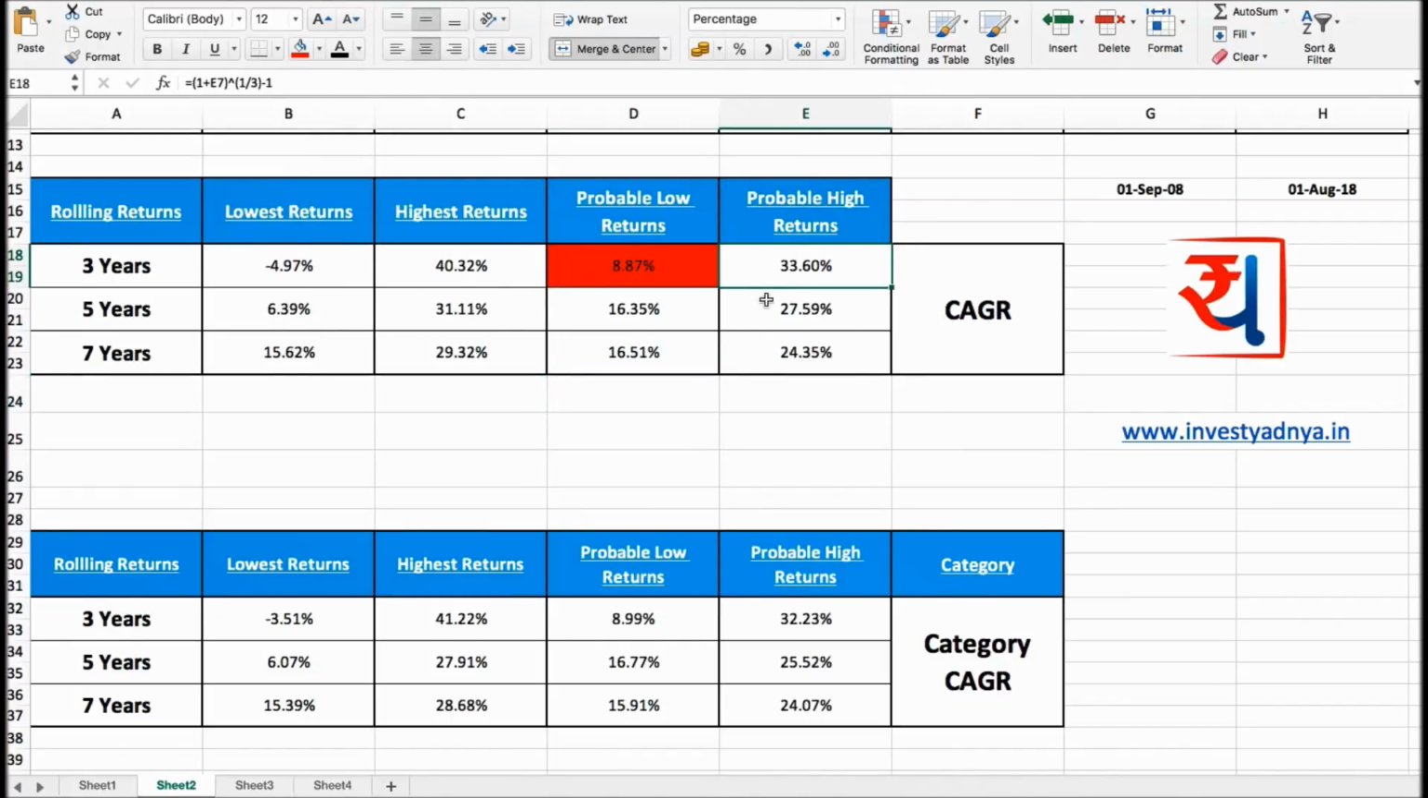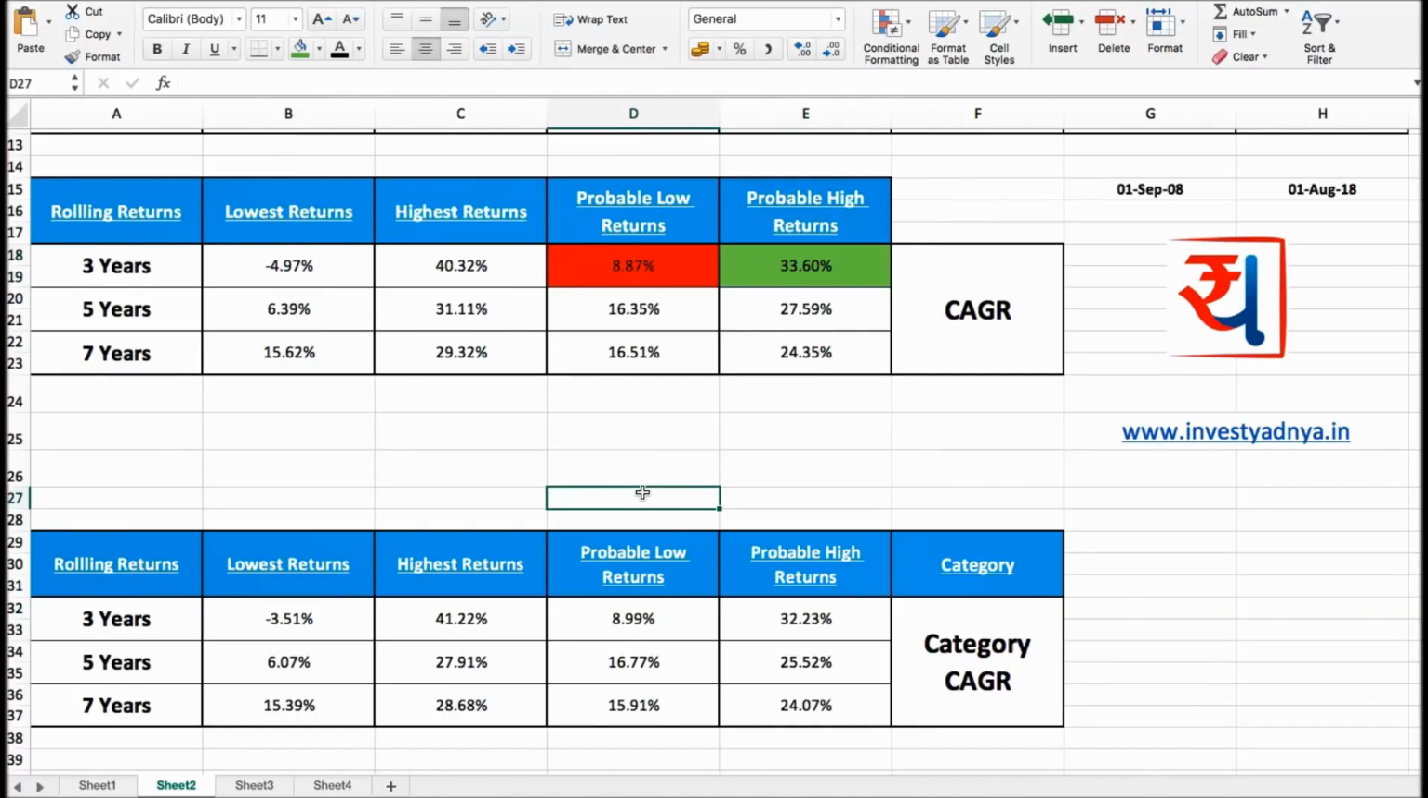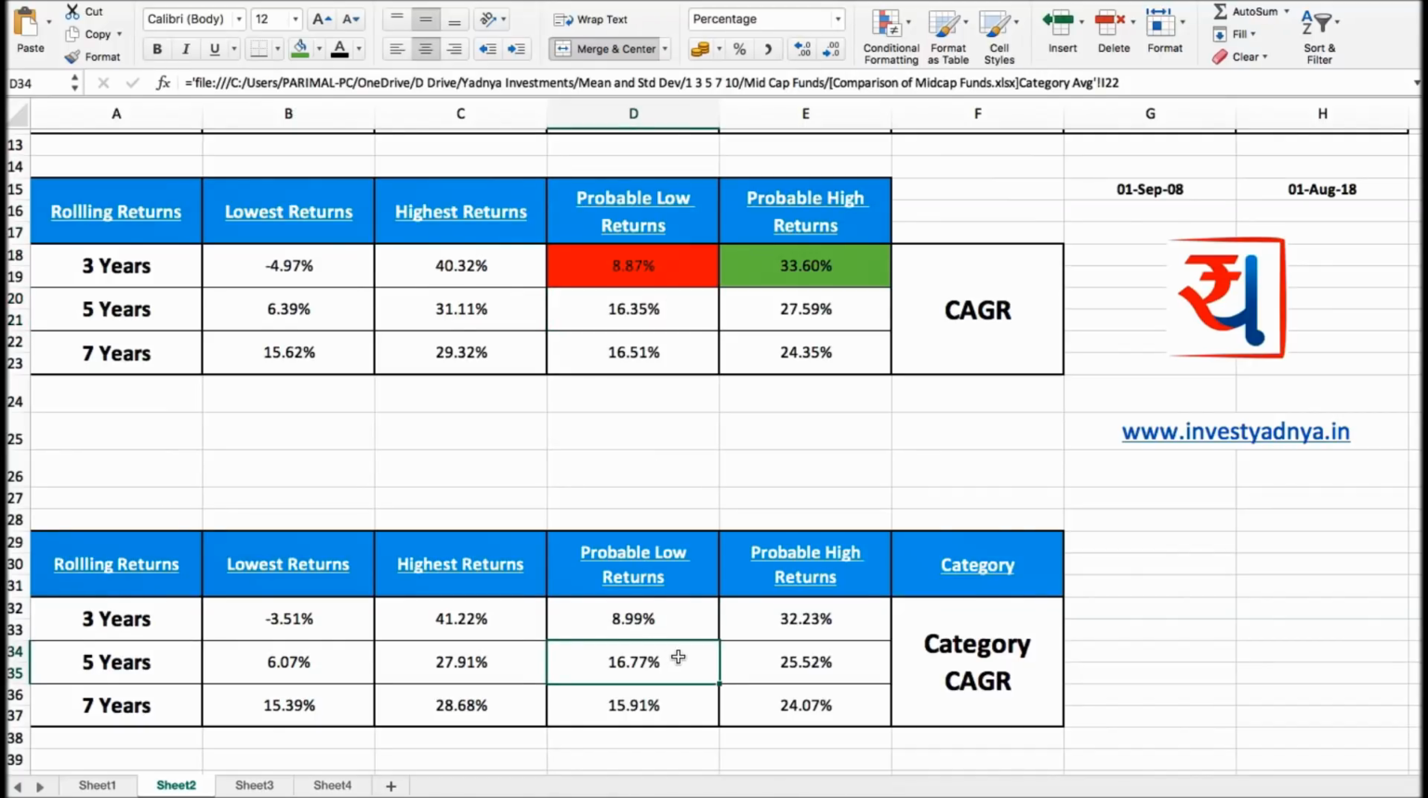Then probable high returns L&T Midcap Fund can give over the period of next 3 years could be 33.60%, vis-a-vis the category average can give 32.23%. So here there is a little bit of margin of outperformance. So we will give a green star. Then for 5 years data, the probable low returns for L&T Midcap Fund could be 16.35%, vis-a-vis for 5 years the category average could be 16.77%.